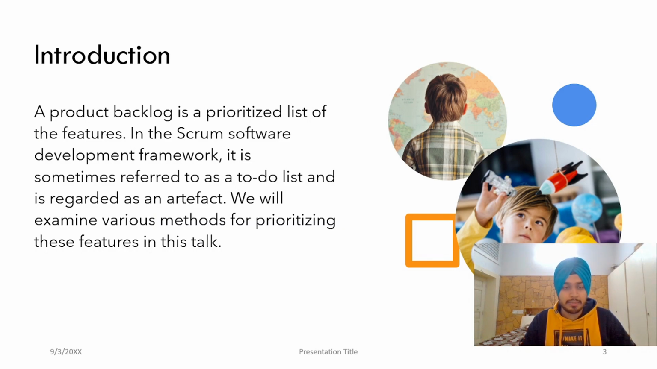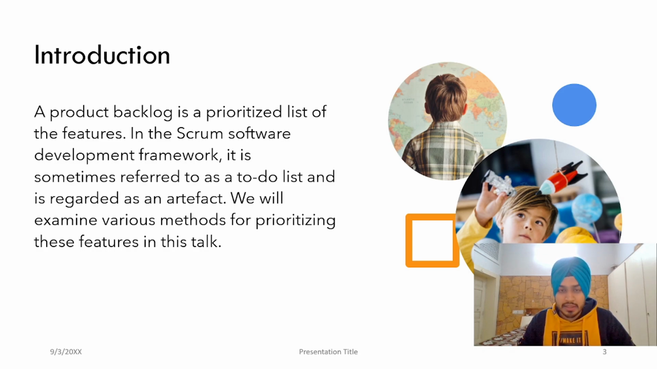So let us understand what is a product backlog. A product backlog is a prioritized list of the features. This means that in the product backlog there will be a number of features, and if we complete all these features, then our product would be ready and we can deliver it to the client. But a product backlog contains the features as well as these features are prioritized, meaning we have prioritized whether feature A is of more priority, then accordingly we have prioritized all the features.